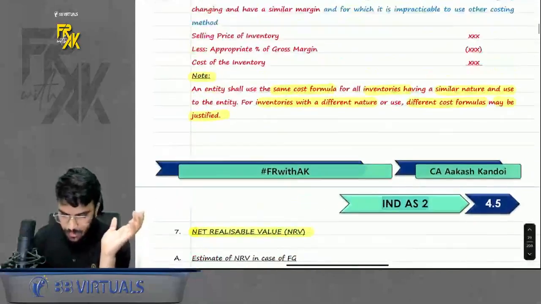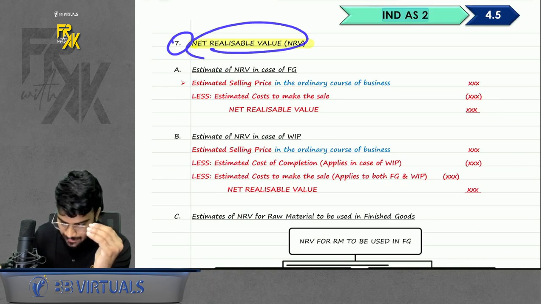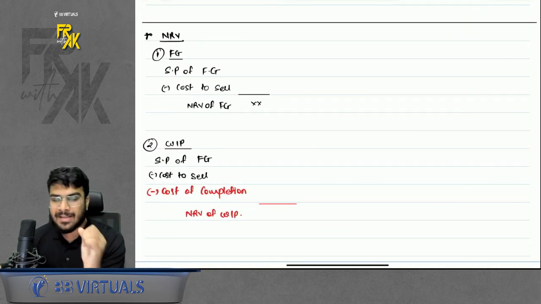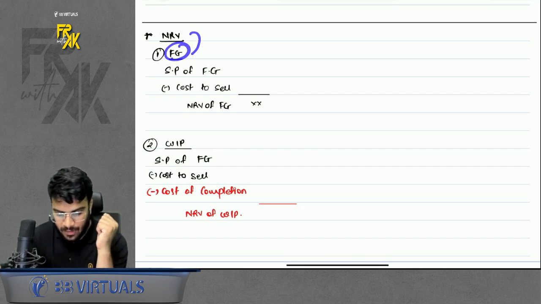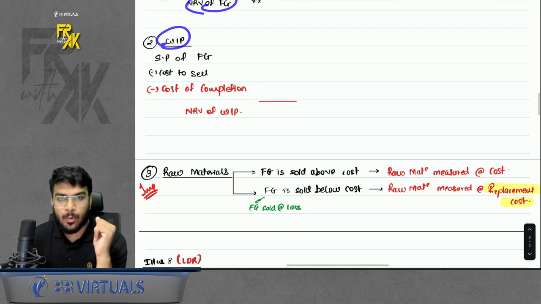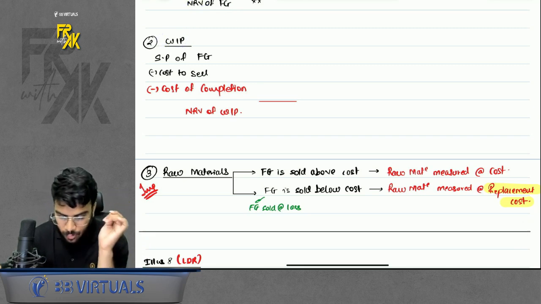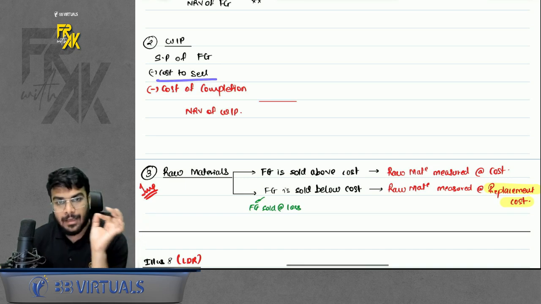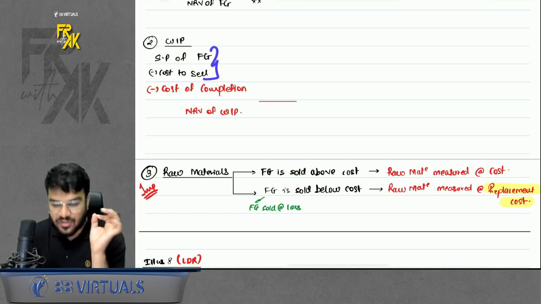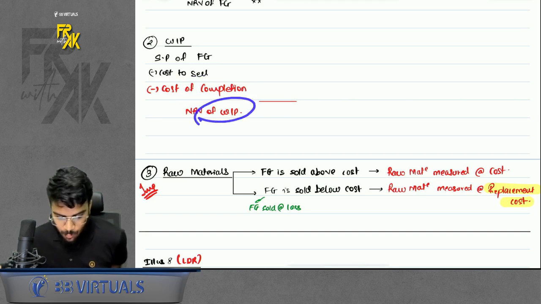Okay, done, sir. So initially we discussed everything about cost. Now in the 7th point, we will discuss NRV. NRV is to be discussed for 3 items: FG, WIP, raw material. For FG, what is the NRV? It is the selling price of FG minus cost to sell. You get the NRV of FG. What about WIP? For WIP, you do not have a direct NRV. So what you do, you take the selling price of FG less cost to sell, and because you are taking everything of FG, you need to deduct one more extra cost, that is cost of completion. You will get the NRV of WIP.